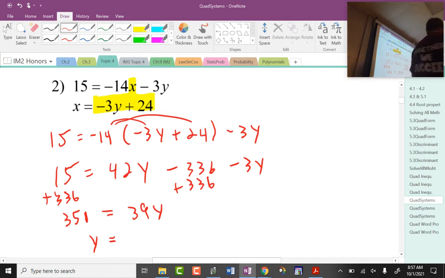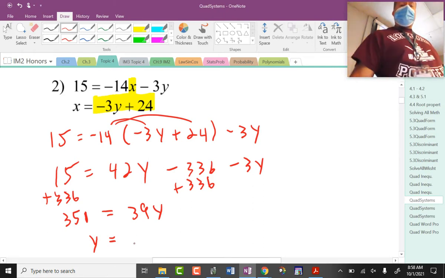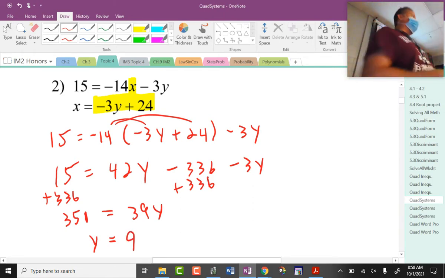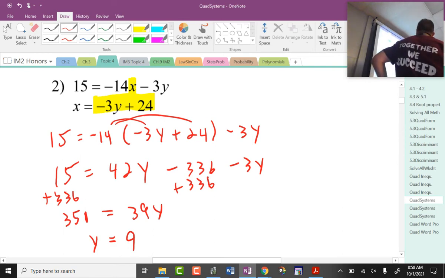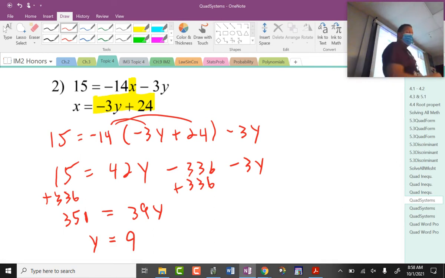You didn't do it? You didn't get 351? I thought you were clicking buttons on your calculator. Oh, 9. Okay, so you got y equals 9. All right, sorry, I'm not picking on you, because maybe you were picked by the calculator. I just saw you hitting buttons there. So, all right, what do you got to do about that y equals 9?